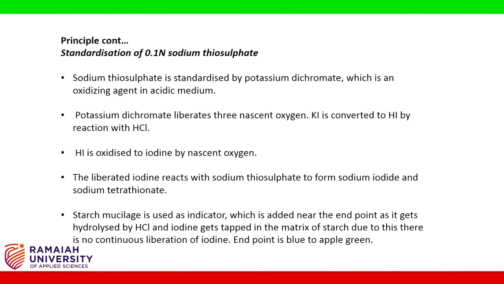Principle for standardization of 0.1 N sodium thiosulphate. Sodium thiosulphate is standardized by potassium dichromate, which is an oxidizing agent in acidic medium. Potassium dichromate liberates 3 nascent oxygen. Potassium iodide is converted into hydrogen iodide by reaction with hydrochloric acid. Hydrogen iodide is oxidized to iodine by nascent oxygen. The liberated iodine reacts with sodium thiosulphate to form sodium iodide and sodium tetrathionate.